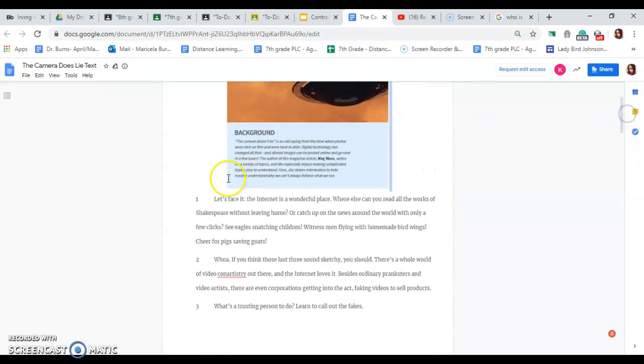Okay, so let's find an example. Let's face it, the internet is a wonderful place. Where else can you read all the works of Shakespeare without leaving home, or catch up on the news around the world with only a few clicks? See eagles snatching children, witness men flying with homemade bird wings, cheer for pigs saving goats. Now, eagles snatching children is kind of a contradiction to what we know is possible as far as here in this world.